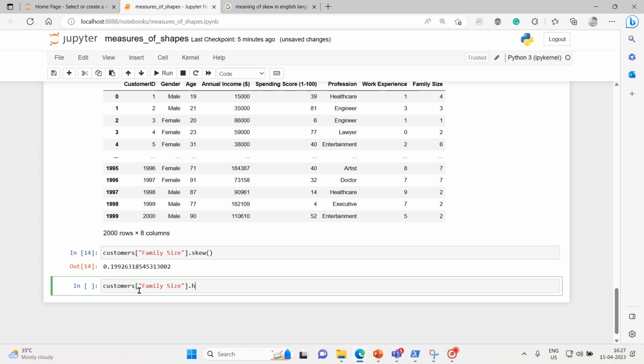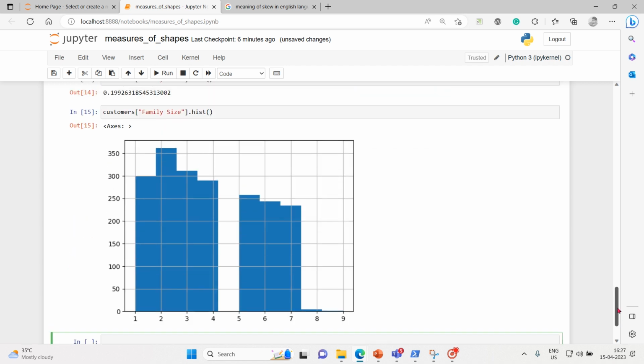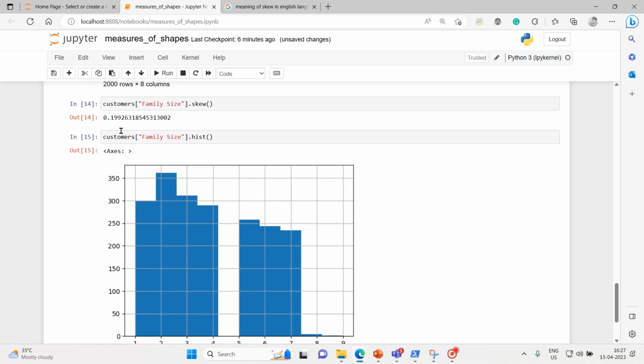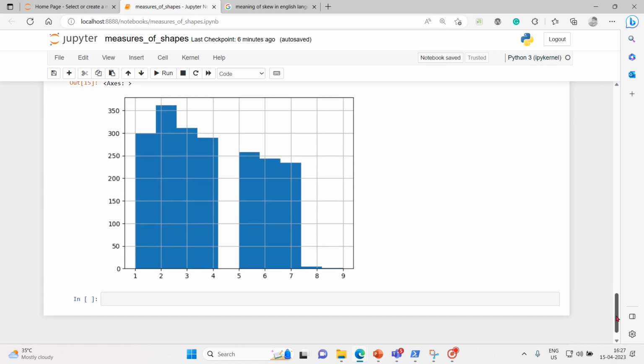Let me check the shape of it. Yep, this is 0.19, it's not 0. So it's a positive value, so obviously it will be positively skewed. So the mean is somewhere here.